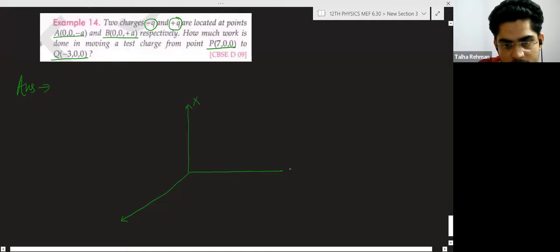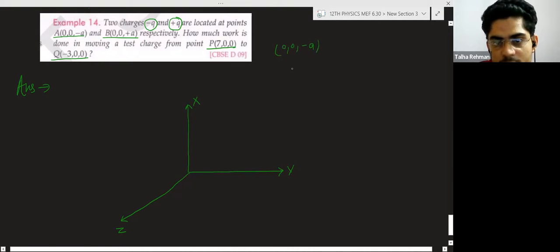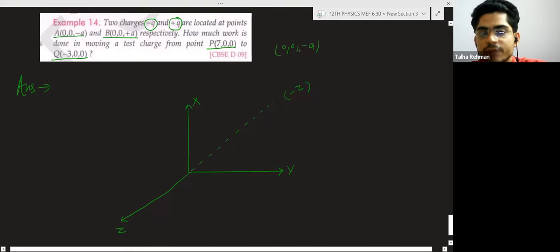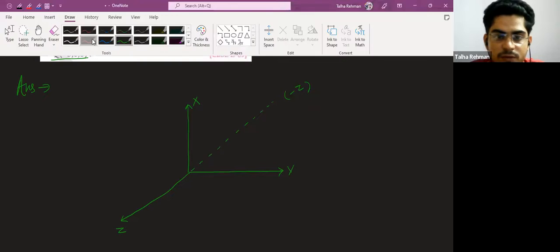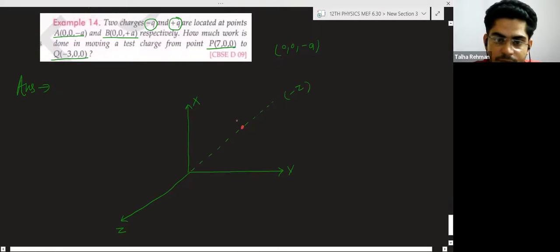This is x-axis, y-axis, and z-axis. Minus q charge is located at 0, 0, minus a. At 0, 0, minus a means along the negative z-axis. The x coordinate is 0 here, the y coordinate is also 0. This point has only a z coordinate, so it will lie on the z axis, somewhere here.